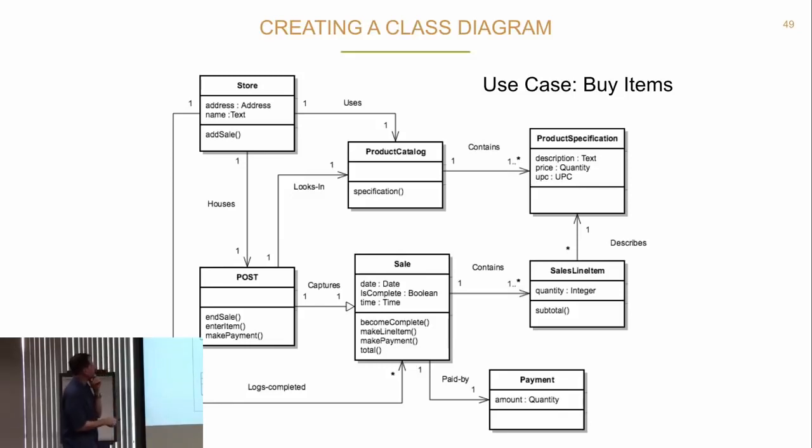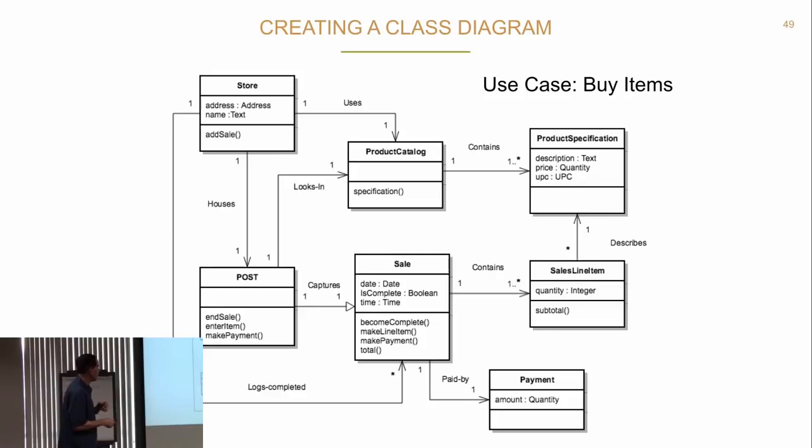Use case, or scenario in the Craig Larman text, right? Buy items. Look what all's involved with buy items. I got a store class, I got a post class, I got a sale, product catalog class. What makes them use each other? What looks in? What houses? It's showing the interactions. It shows the multiplicities. This is the class diagram in UML for buy items. I'm also showing instance variables, methods, all these different things.